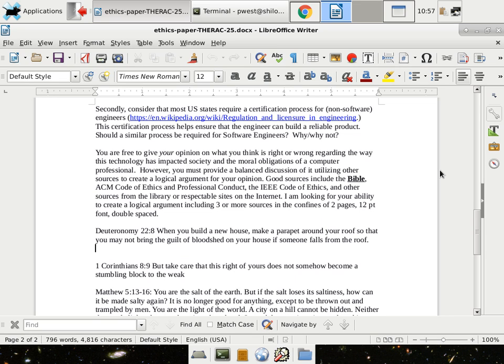All right, some good Bible quotes for you. Deuteronomy 22:8. Actually, there were some good quotes here. What was this one? When you build a new house, make a parapet around your roof so that you may not bring the guilt of bloodshed on your house if someone falls off the roof. Although, again, build a parapet so people don't die.